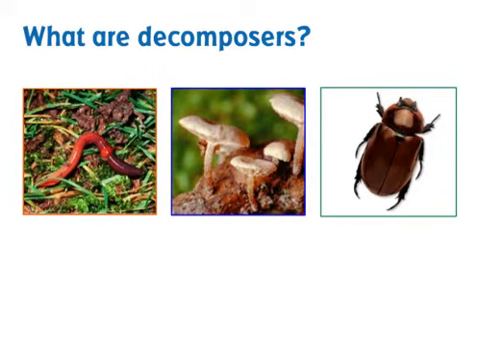Decomposers break down organisms that are no longer living. They break them down into nutrients that can be used again by plants. There are many types of decomposers. Each breaks down a special type of organism.